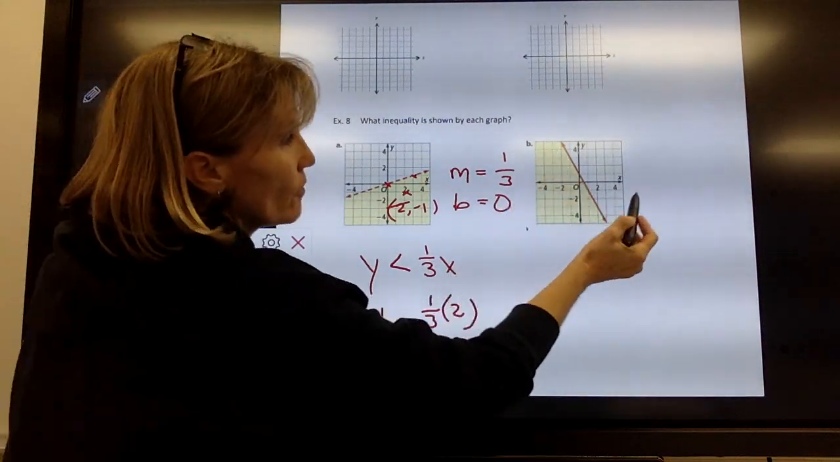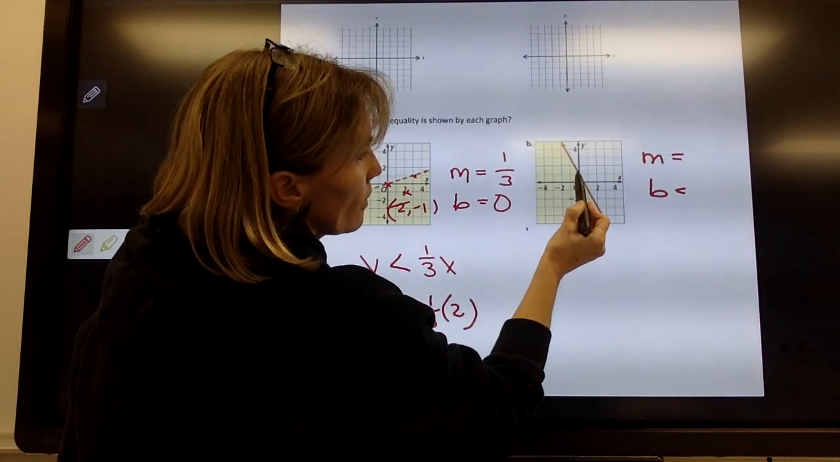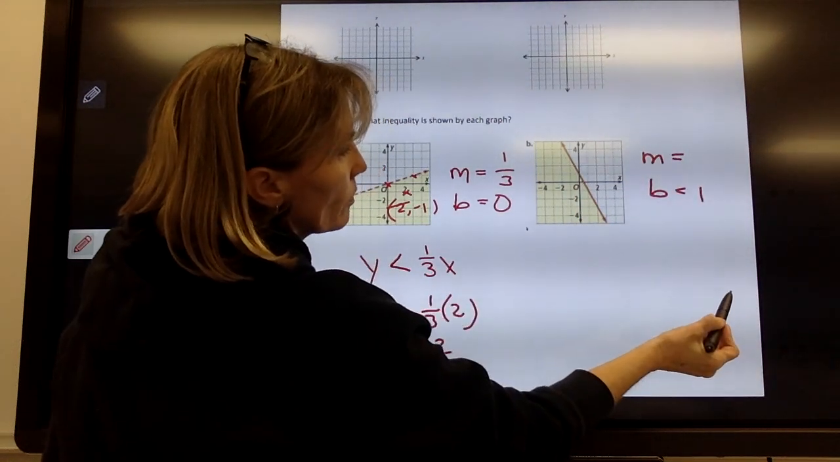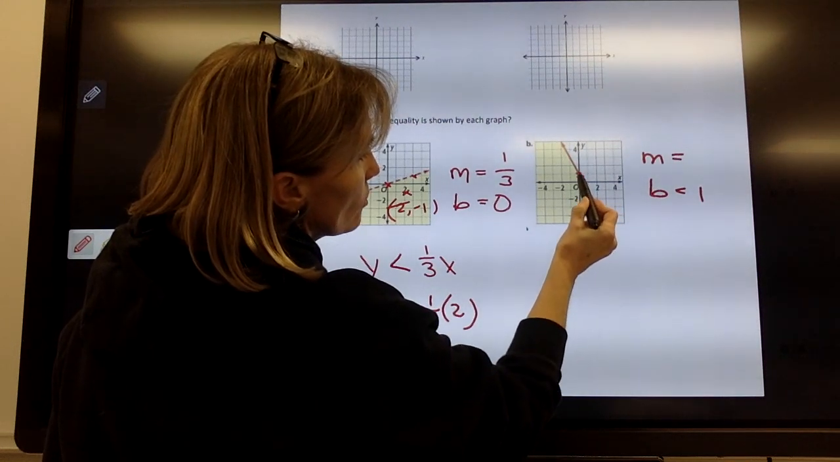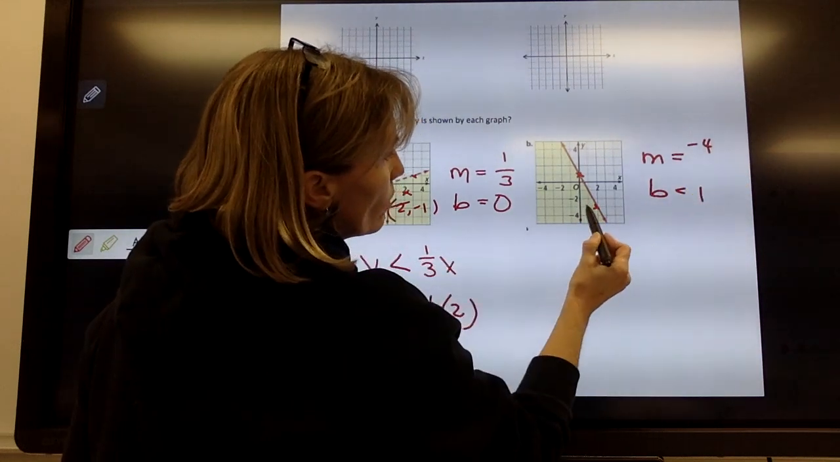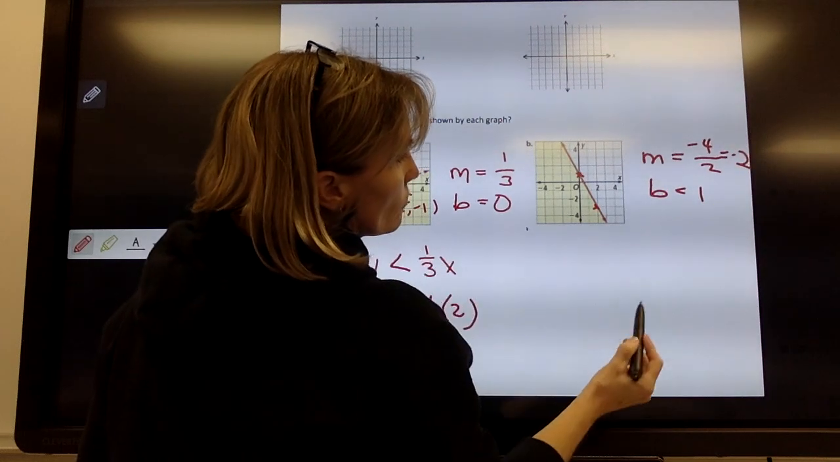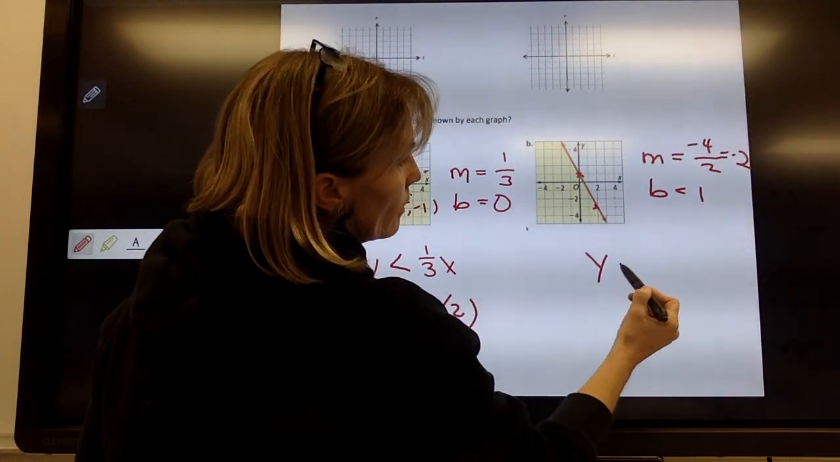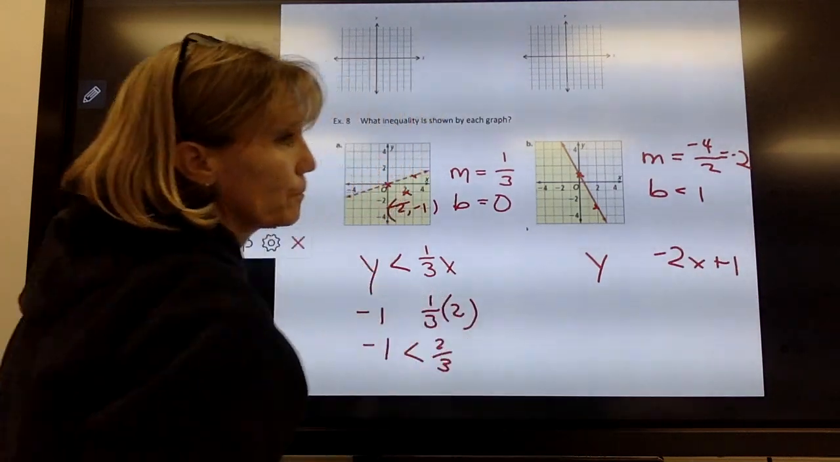Okay, over here, I want to locate my m and my b value. Looks like it's crossing at positive 1. And if I pick 2 points on here, it's going down 1, 2, 3, 4, going down a negative 4, and over 2. So that's a negative 2. So I'm going to say y, and I'll put an inequality symbol in there, negative 2x plus 1.